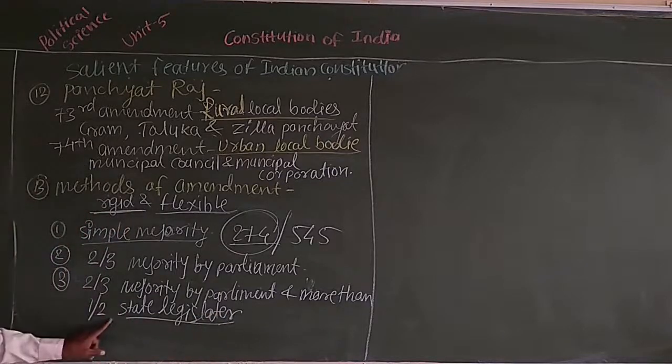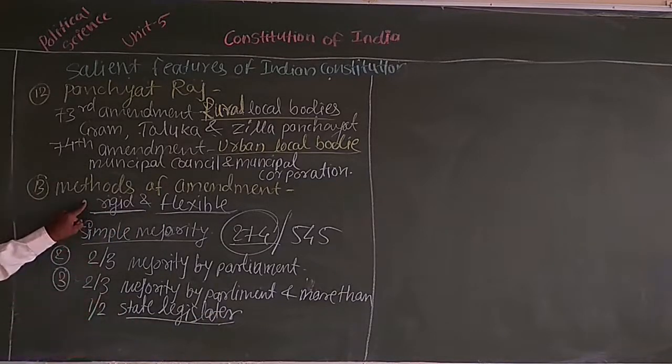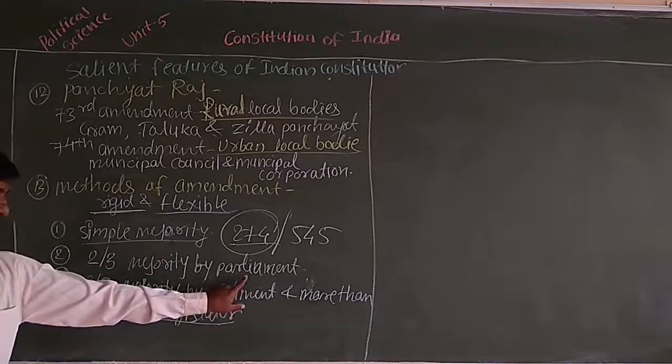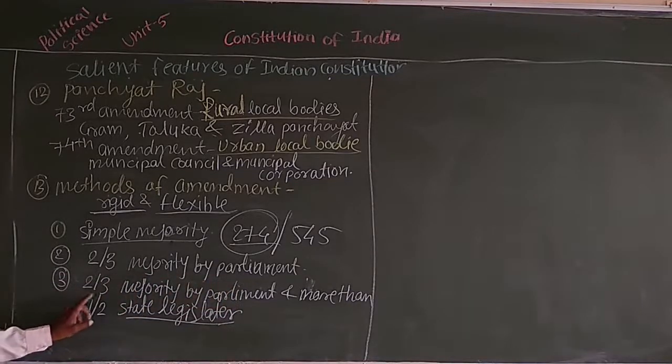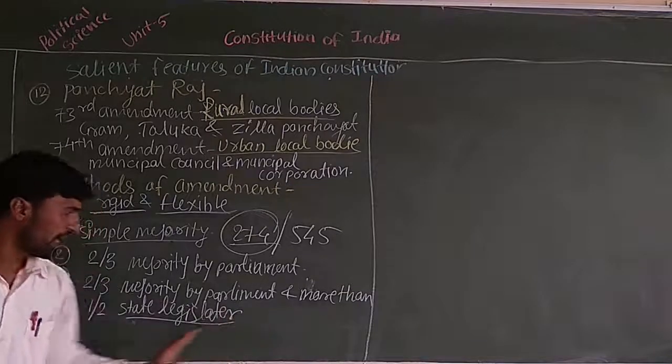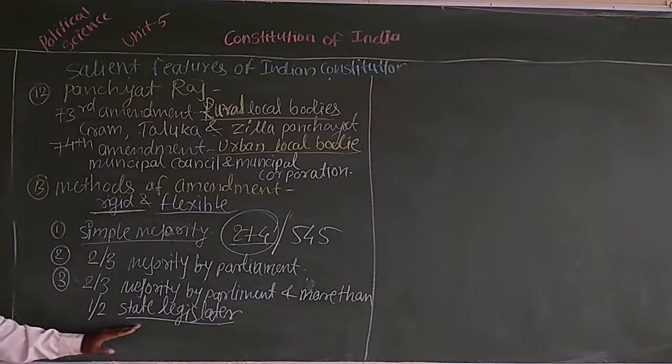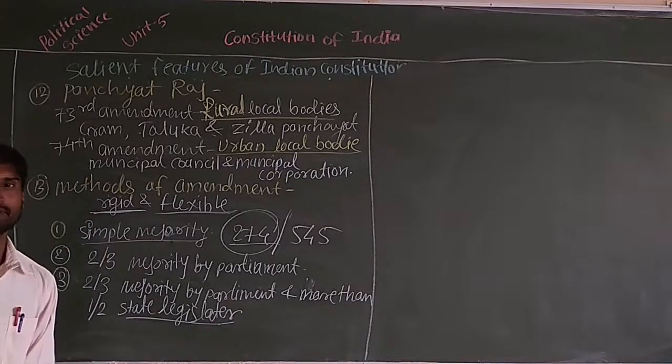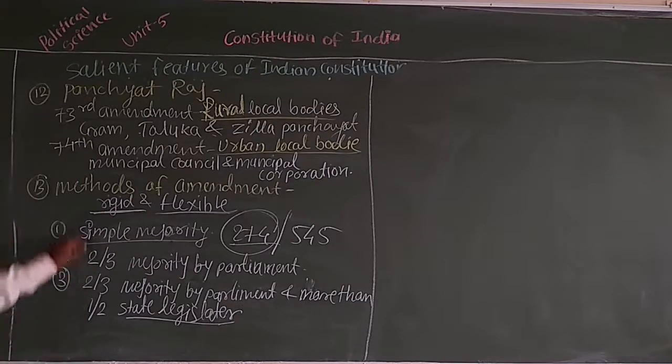So this special majority is needed while amending. The first one is simple majority, the second is 2/3 majority by the parliament, and in the third method, 2/3 majority of the parliament as well as more than half of the state legislatures. So these are three ways we can amend the constitution, the different articles.